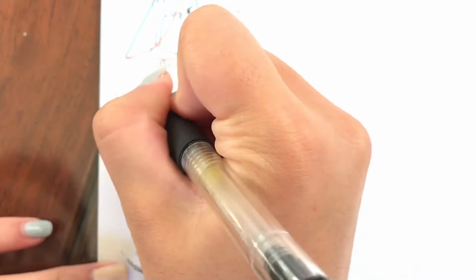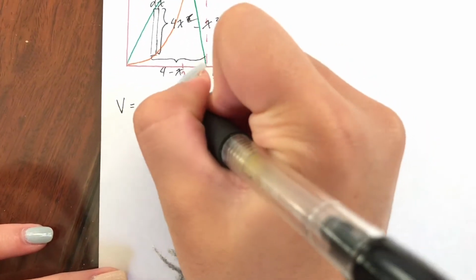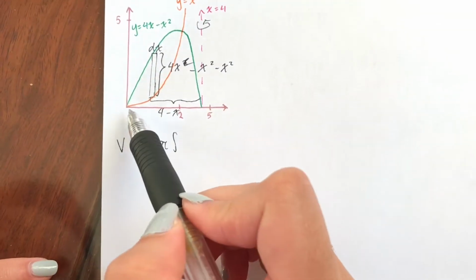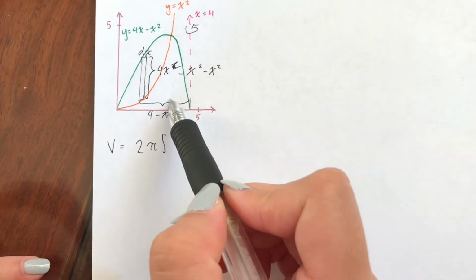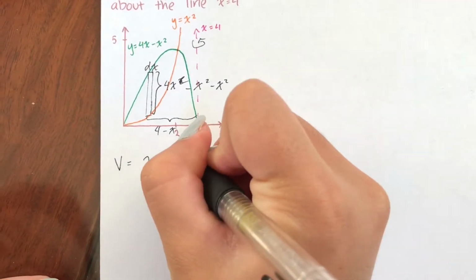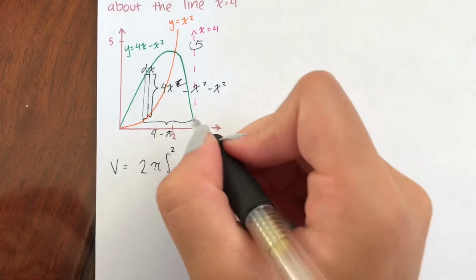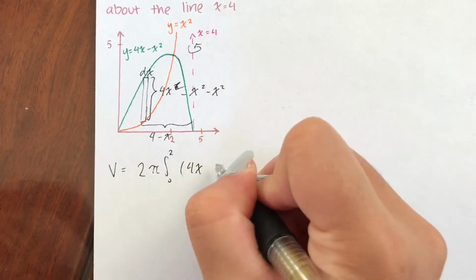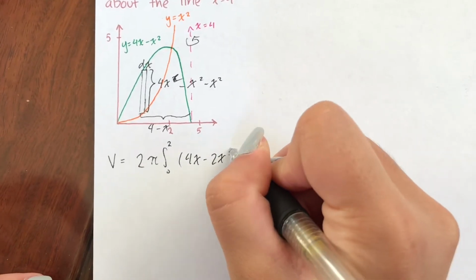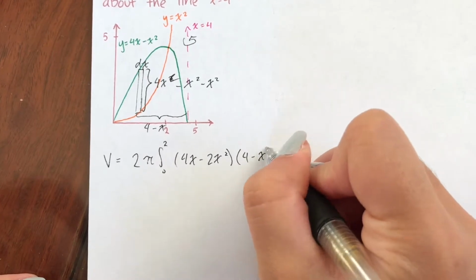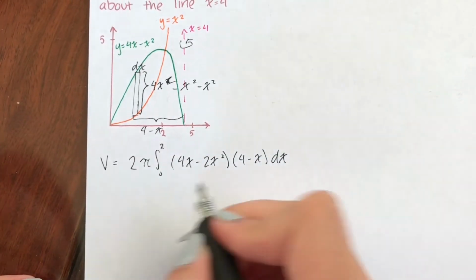Fun. So, as you know, we have the 2 pi out here. And then the limits of integration have to be with respect to x. So they would be from 0 to 2 right here where the two functions intersect. So 0 to 2. And then we multiply the height, so 4x minus 2x squared, by the radius, which is 4 minus x, and then the thickness, which is dx.